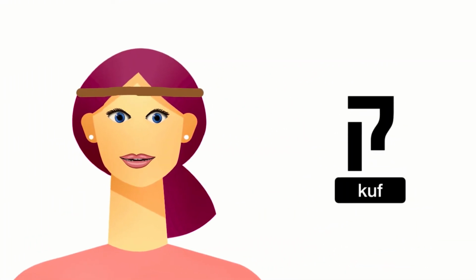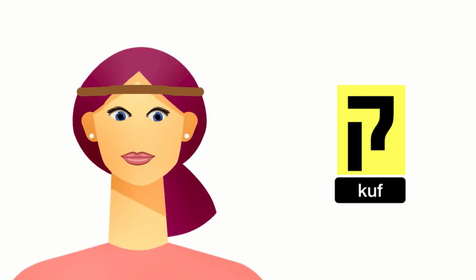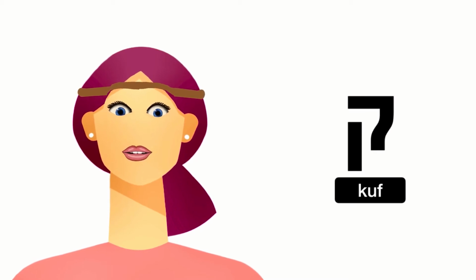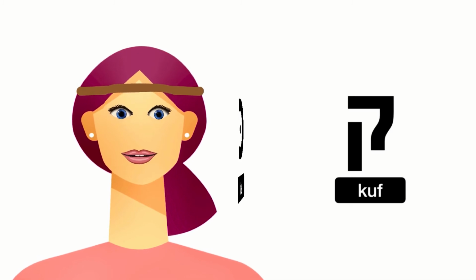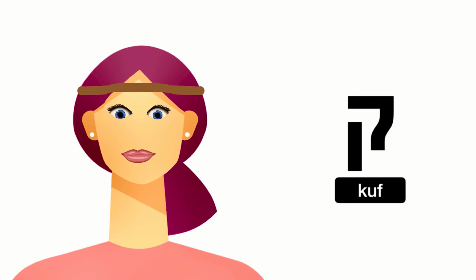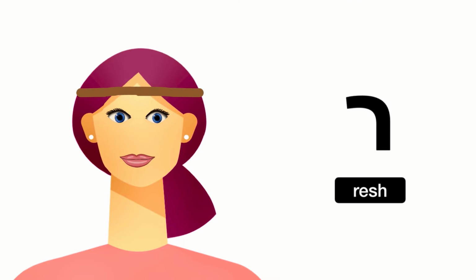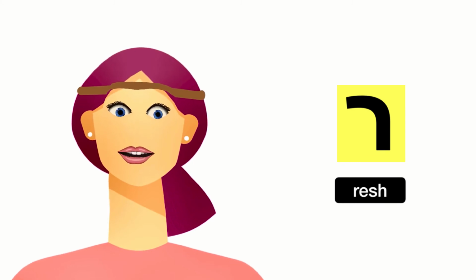And here's the letter kuf. Note that some people say kof. Kuf has the sound of K. Ka. There's another letter which has the sound of K. Do you remember it? It's the letter kaf. Kaf also has the K sound. Now, here's the letter resh. Resh has the sound of R.